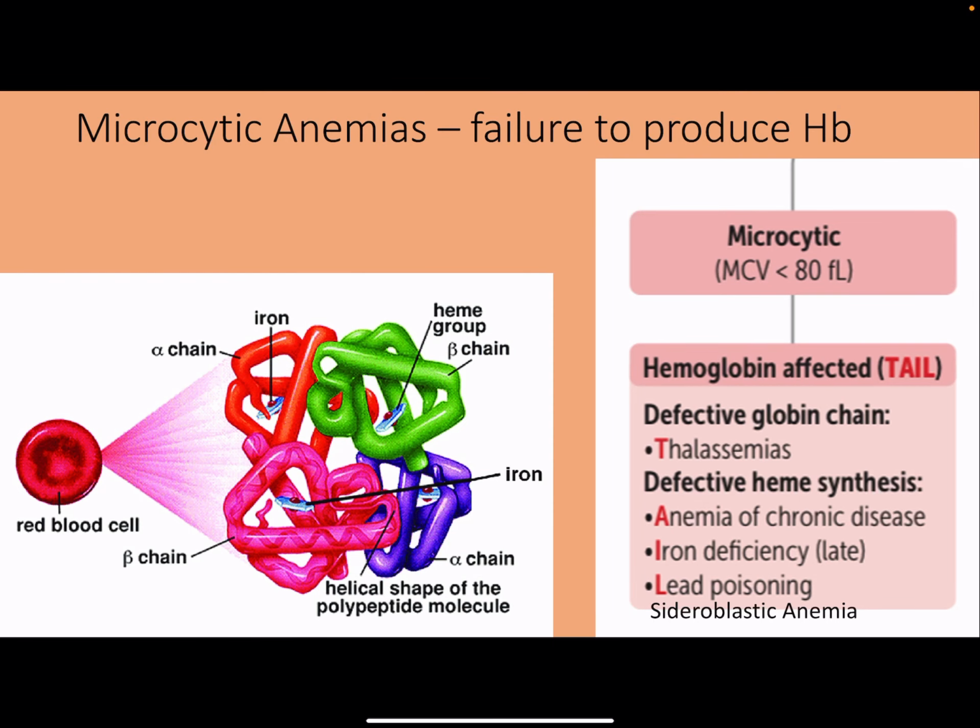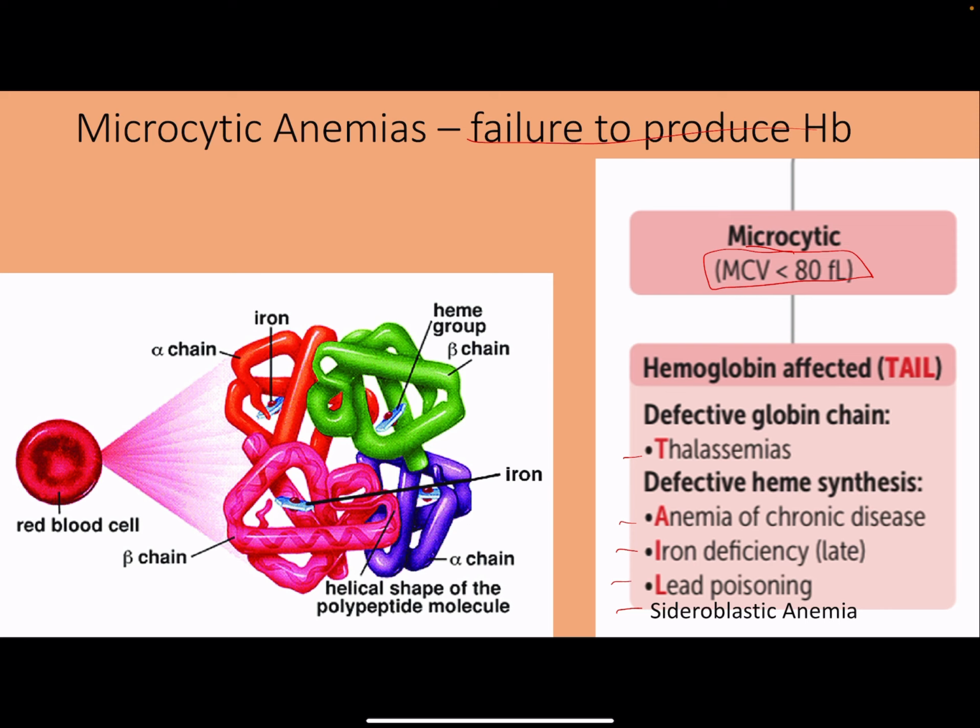Okay, let's talk about microcytic anemias. Look for red blood cells with a mean corpuscular volume less than 80. All of these, whether it's a thalassemia, anemia of chronic disease, iron deficiency, lead poisoning, or sideroblastic anemia, most of these are kind of united in the sense that they really just stem from a failure to produce hemoglobin.